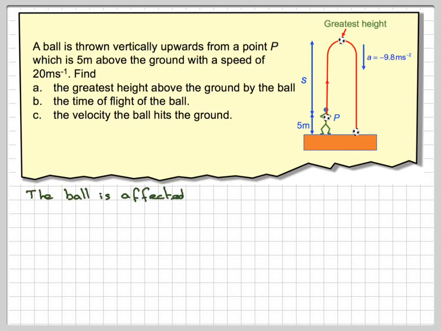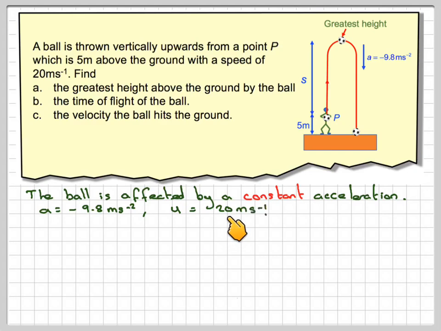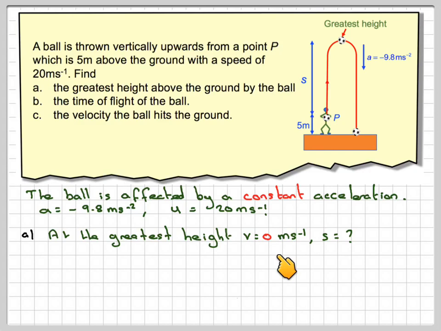So the ball is affected by a constant acceleration, namely gravity. Therefore, we can use the SUVAT formulas. So A will be equal to minus 9.8 meters per second squared, minus because it's acting downwards. U is positive because it's thrown upwards, 20 meters per second. And at the greatest height, the velocity will become 0 because the acceleration acting on it will slow it down. So V is 0 meters per second.